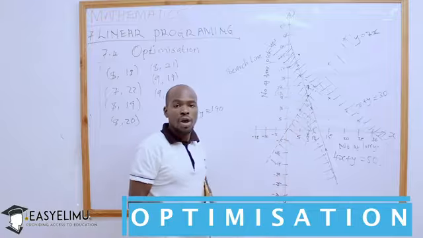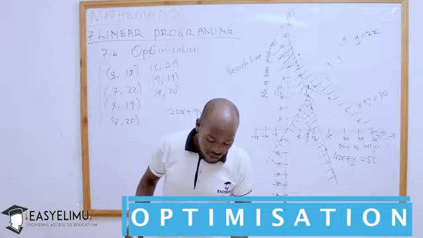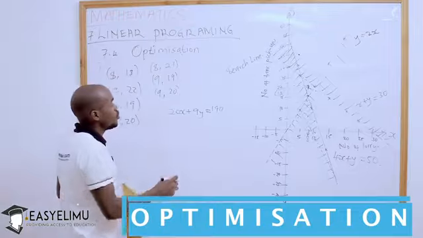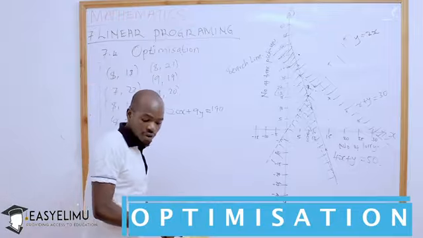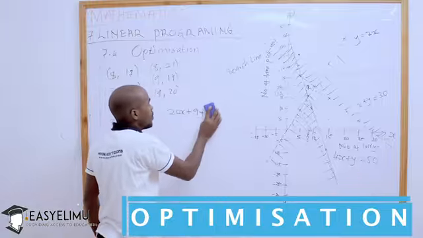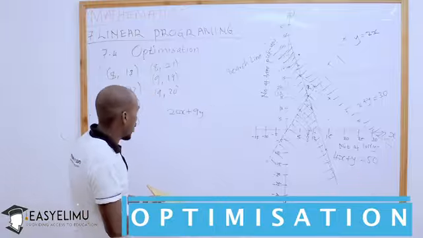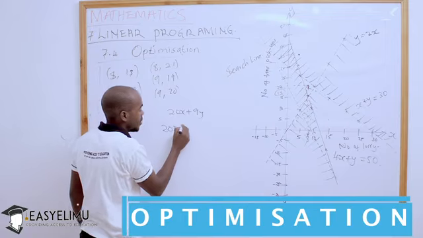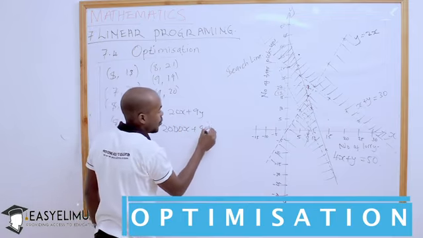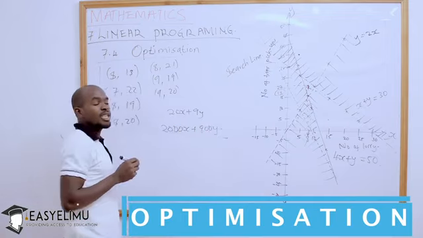If you draw a graph, that is how you do it. And if you find the point, you replace in that direction, whereby now you will remove the search line and use the initial one, which was 2000x plus 900y. So this was the objective function.